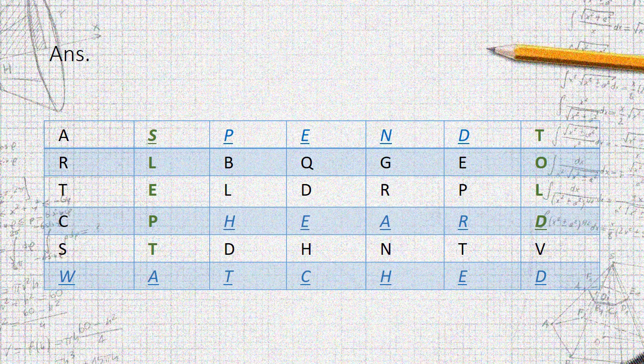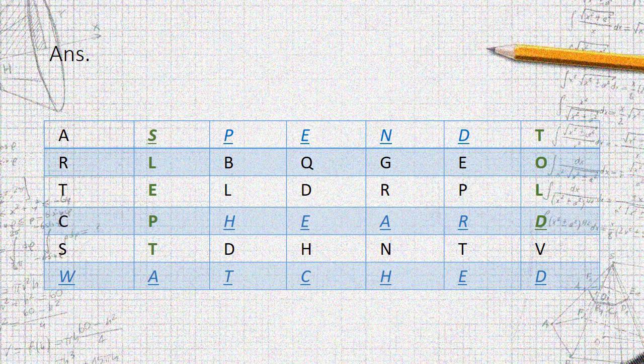Done? So we get this answer. In the first row, we get the word spend. Now students, in your book, if we see the first row, we get the word ASDEND. But there is a mistake. So instead of D, the word should be P. So we get the word spend.